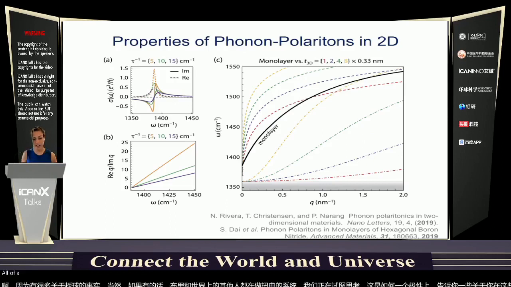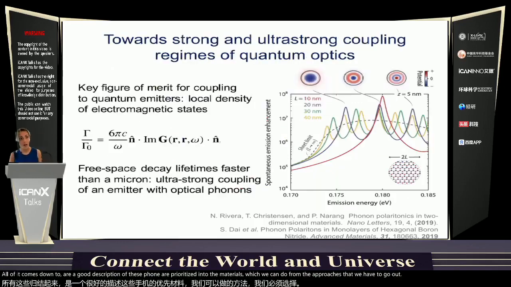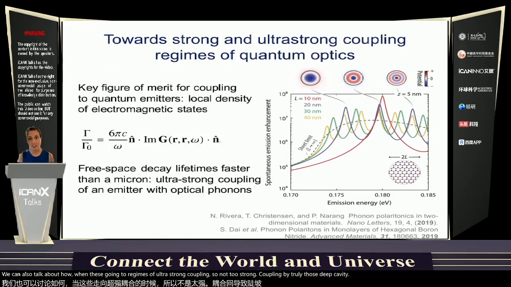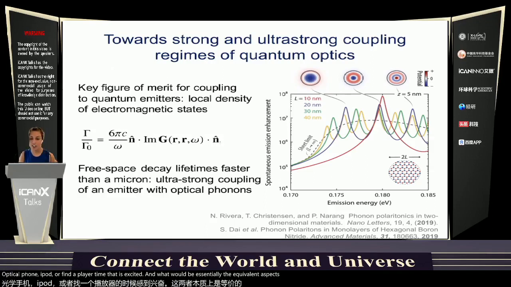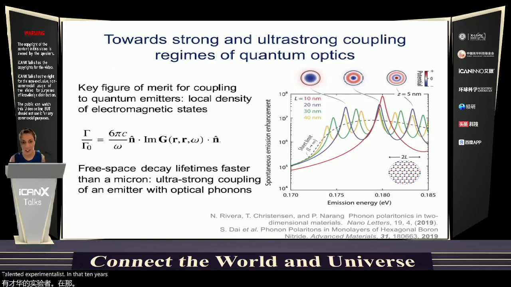All of it comes down to a good description of these phonon-polaritons in 2D materials, which we can do from the approaches that we have developed. We can also talk about how, when these go into regimes of ultra-strong coupling, so not just strong coupling, but truly those deep QED regimes, say you have disks of these, how does, say, an external emitter couple to a single optical phonon or a phonon-polariton that is excited, and what would be essentially the equivalent spontaneous emission enhancement here. We've made some predictions that we hope will be realized by talented experimentalists in the near term.